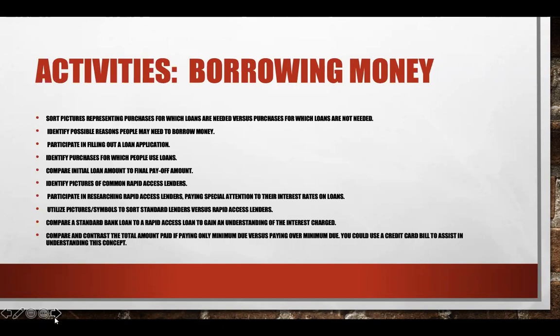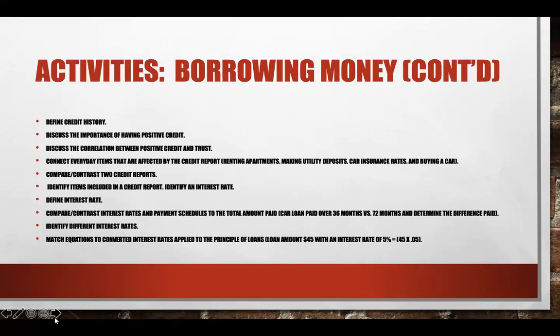So utilize pictures to compare standard lenders versus rapid access lenders. Compare a standard bank loan to a rapid access loan to gain a better understanding of the interest charged. Compare and contrast the total amount paid if paying only the minimum versus paying over the minimum due.